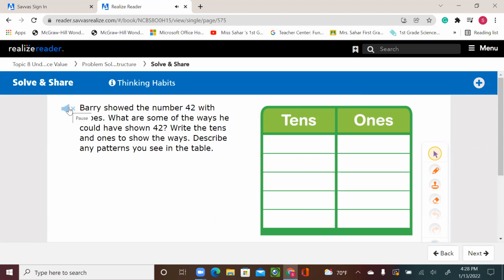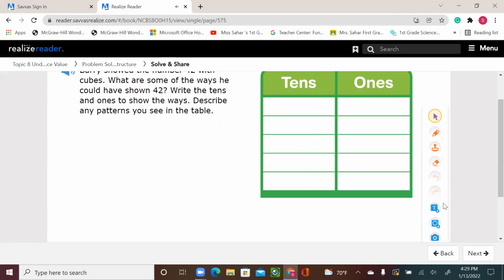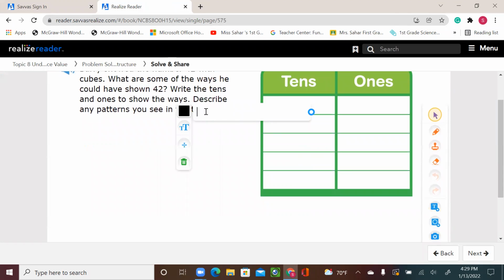Barry showed the number 42 with cubes. What are some of the ways he could have shown 42? Write the tens and ones to show the ways. Describe any patterns you see in the table. All right, so 42, that means 4 tens and 2 ones. Let's see. So that's the first one.